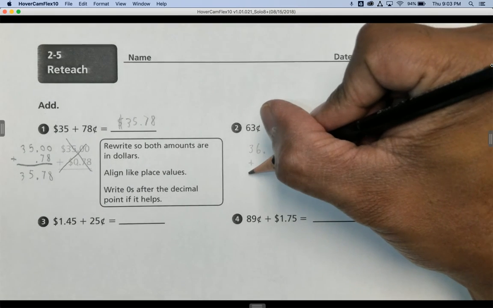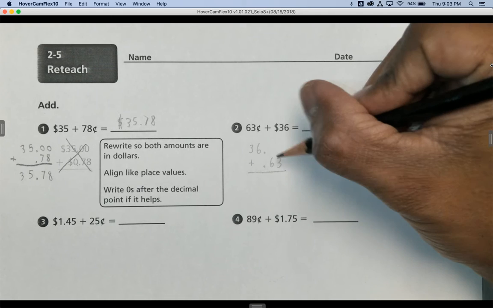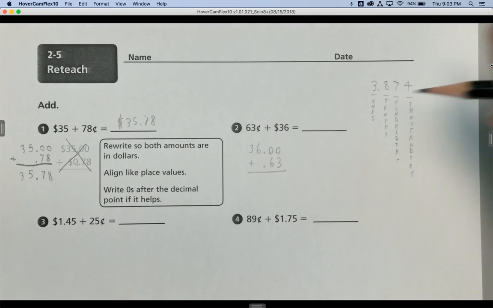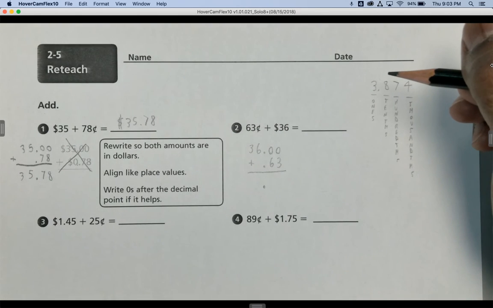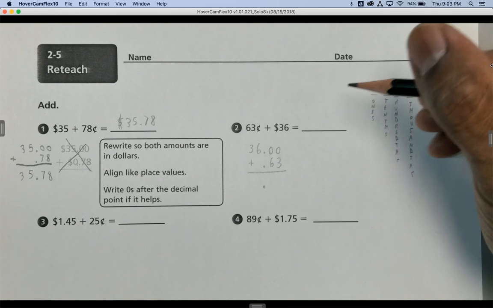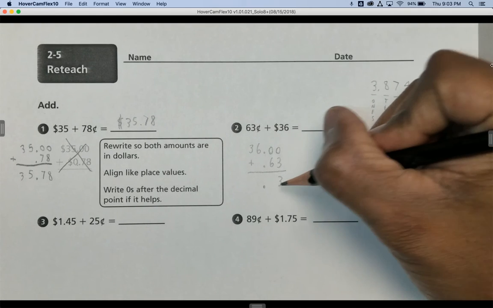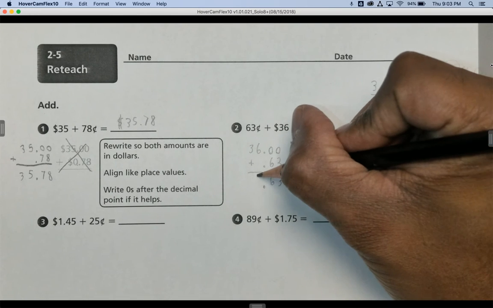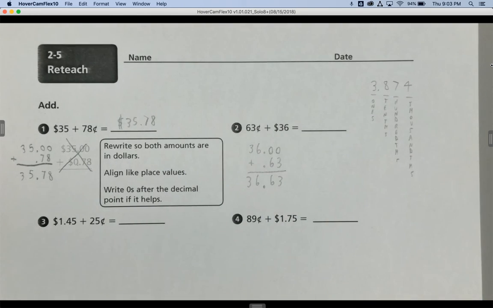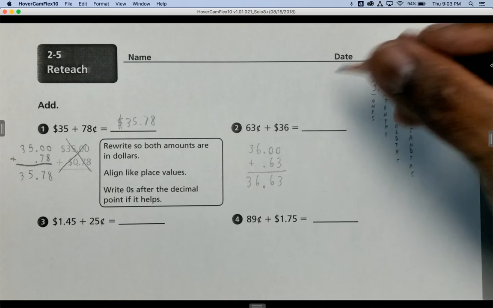I'll add them together. Put those two zeros into those empty spaces. Drop a decimal point right where it lies, and go down my columns, 0 and 3, 0 and 6, $36.63.